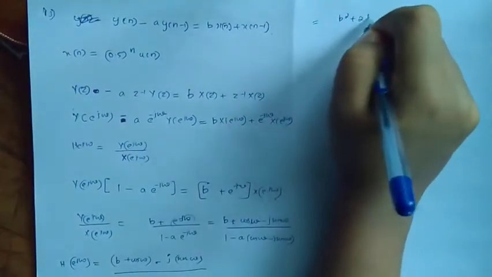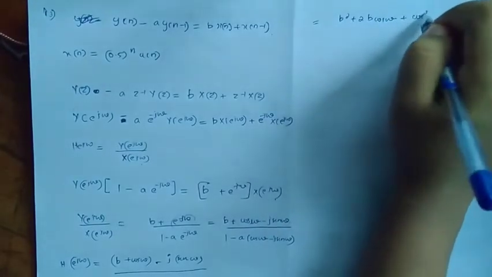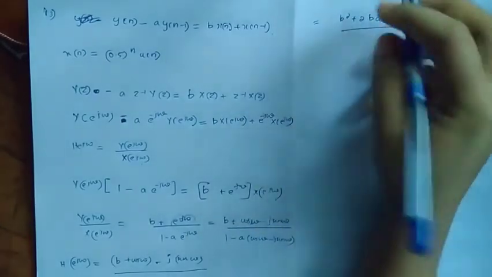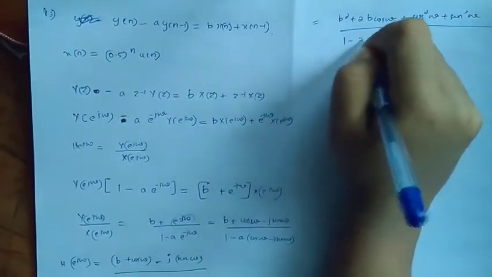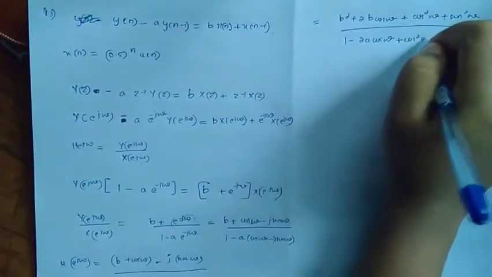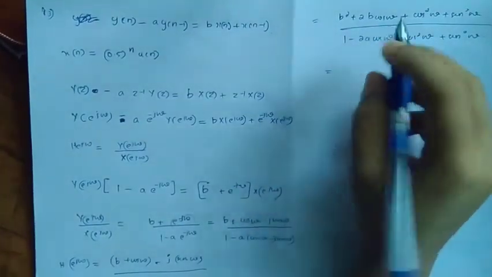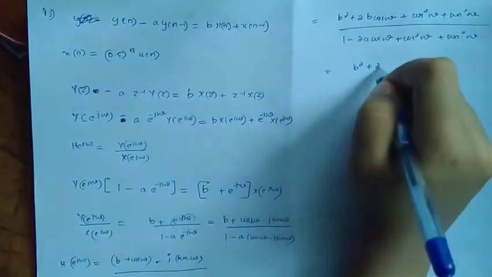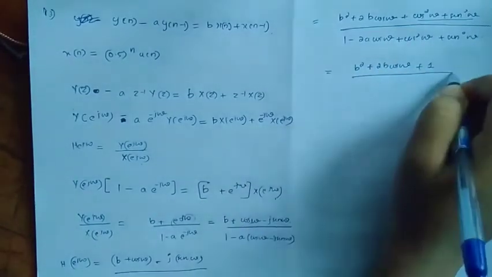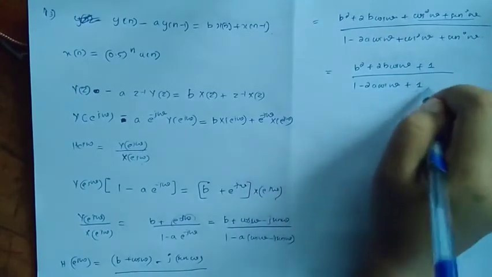b square plus 2b cos omega plus cos square omega plus sin square omega, whole divided by 1 minus 2a cos omega plus a square cos square omega plus a square sin square omega. We will get b square plus 2b cos omega plus 1, divided by 1 minus 2a cos omega plus a square.